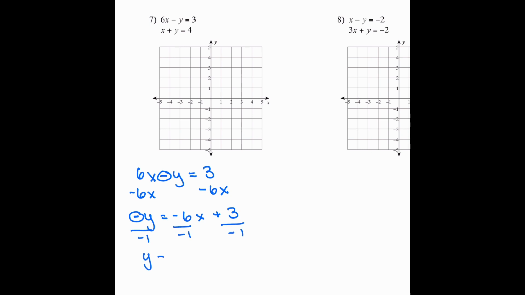This will ensure that my y is positive. Negative 6 divided by negative 1 is positive 6. And 3 divided by negative 1 is negative 3. So if I graph this, my y-intercept is at negative 3. My slope is 6 over 1, which tells me I'm going to go up 6 and to the right 1.